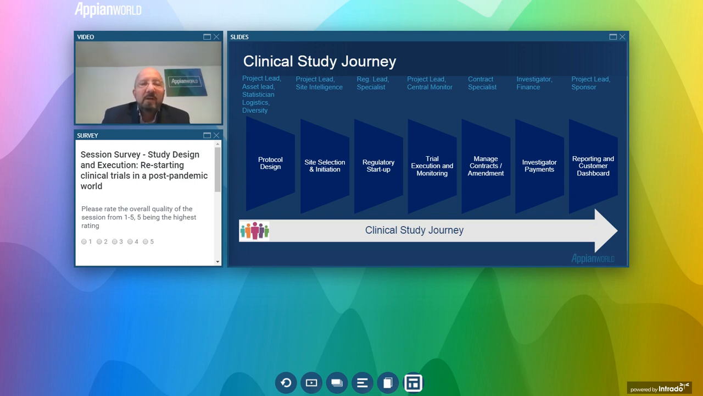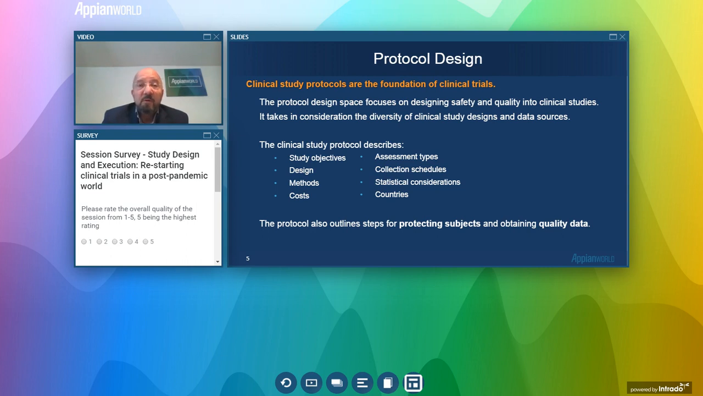Moving on from the clinical study journey overall, we can focus a little more on the protocol design. The clinical study protocols are the foundation of the clinical trial, very importantly dealing with safety and quality of our clinical studies. They take into consideration various aspects of the clinical operations part, stepping into a study.